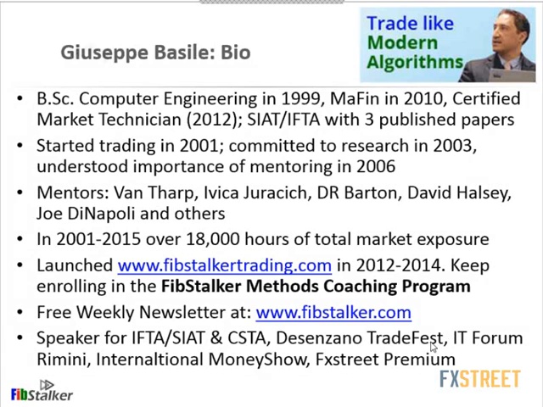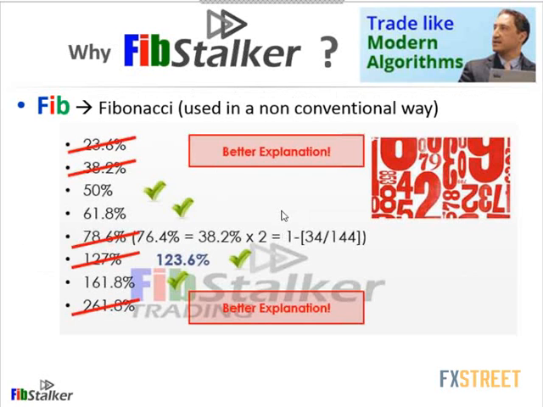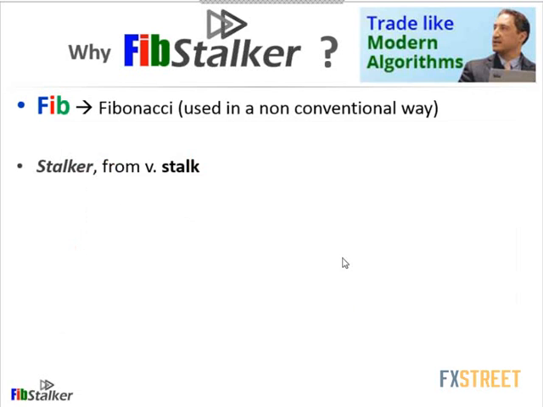Now, why Fibstalker? For those of you who know me, I'll be very quick here. Fib comes from Fibonacci. I don't use Fibonacci in a conventional way, but in a non-conventional way. These are the only numbers I use: 50%, 61.8%, 123.6% and 161.8%. All the others, for me, have a better explanation, and so I don't use them.